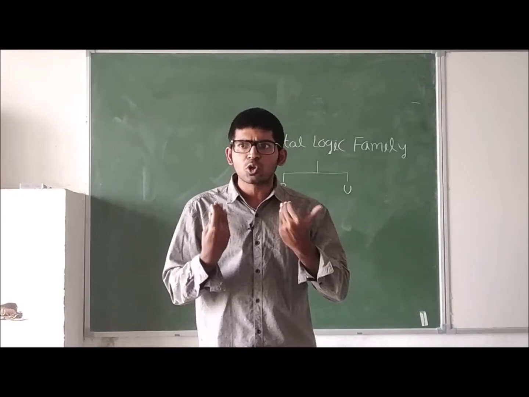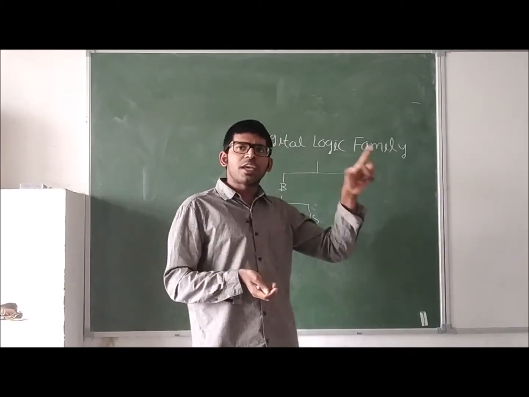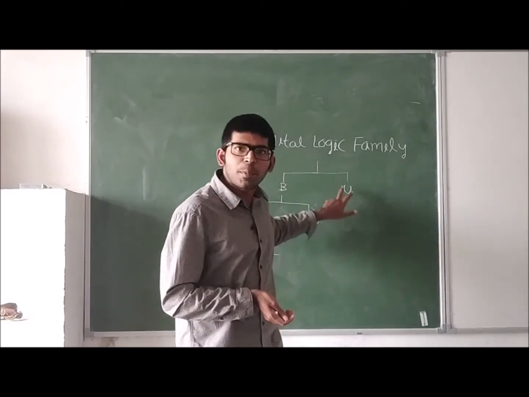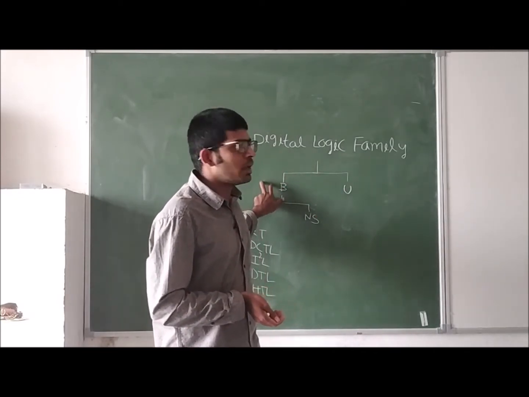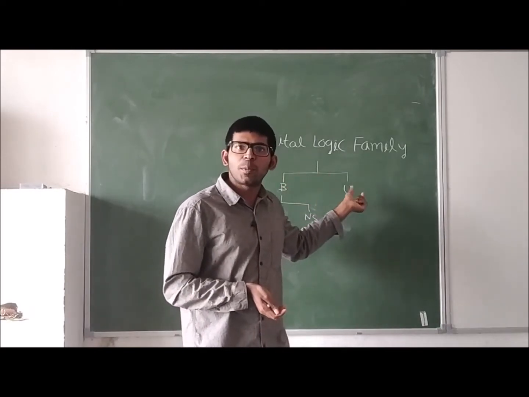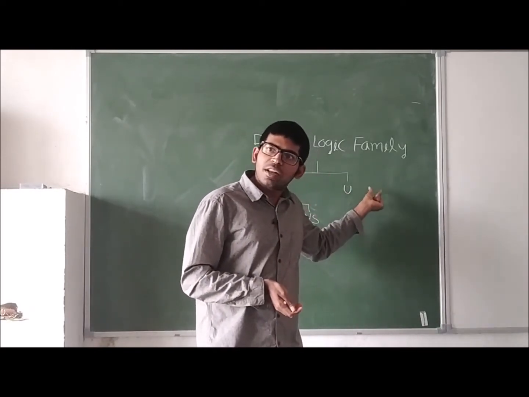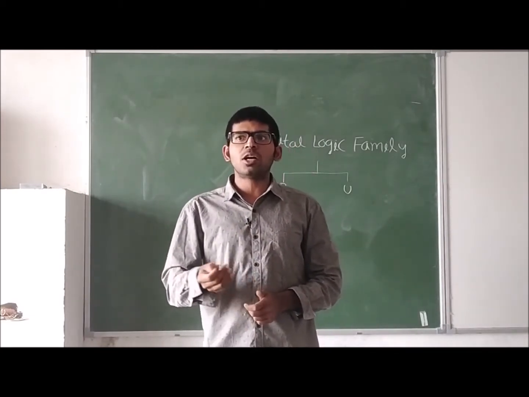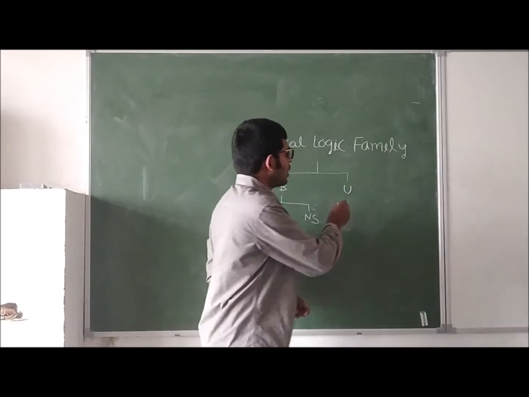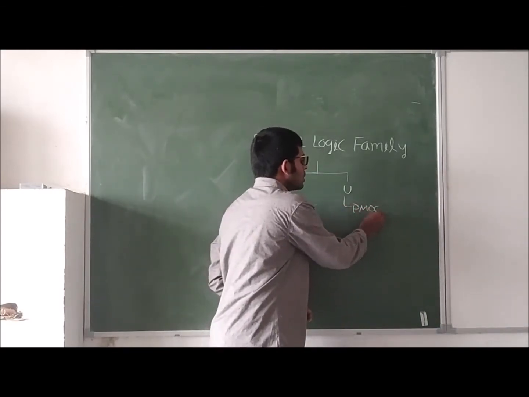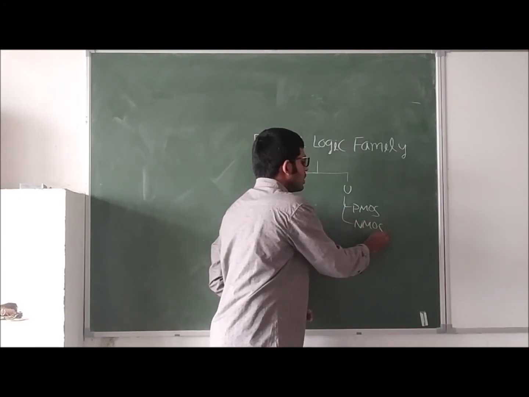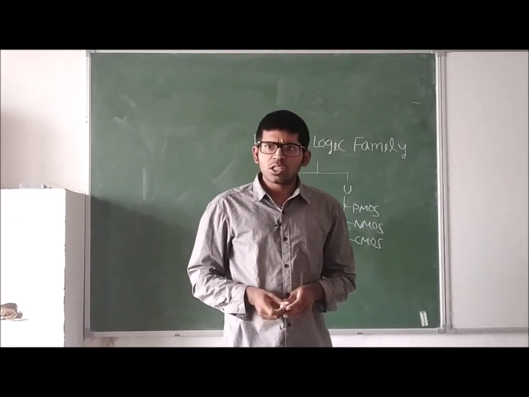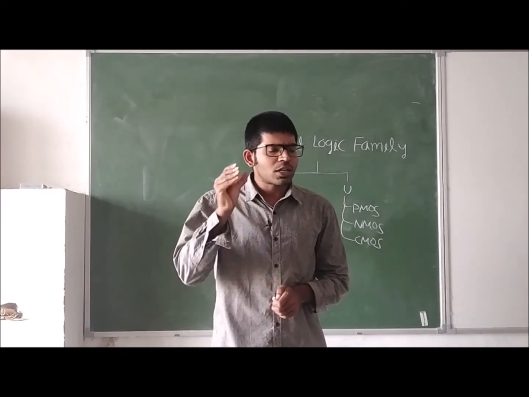And how do we manufacture those ICs? We can manufacture them in two ways: either by using the unipolar concept or by using the bipolar concept. In unipolar devices, only majority carriers constitute the current. What are examples of unipolar devices? We have seen PMOS, NMOS and CMOS. We already know JFET is also a unipolar device in which only majority carriers constitute the current.